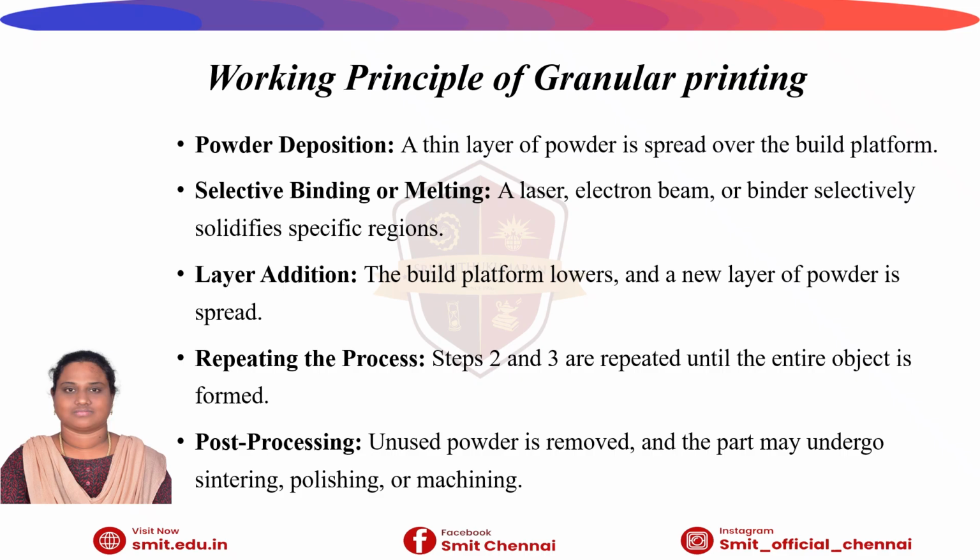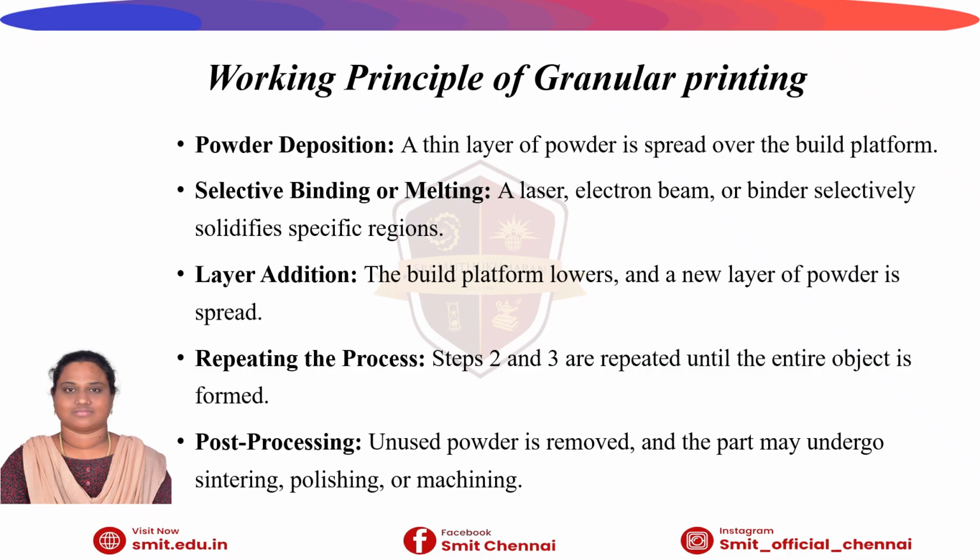First, a thin and uniform layer of powder is spread over the build platform using a roller or blade. This powder forms a base for printing and provides support for the part during the process. Next one is selective binding or melting.